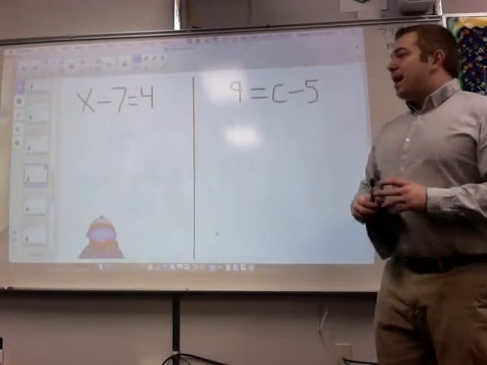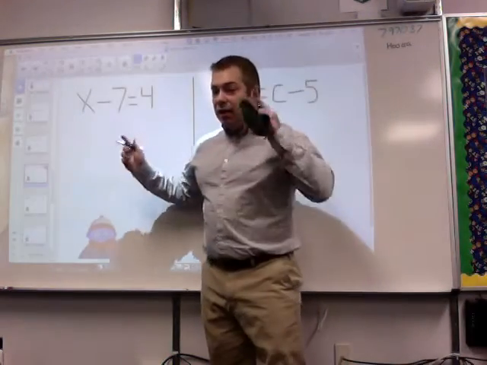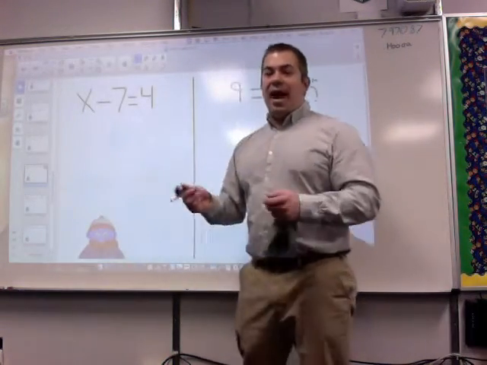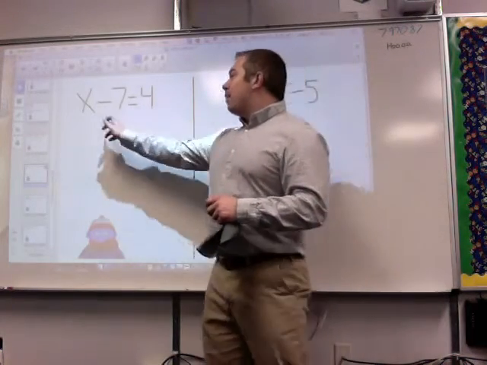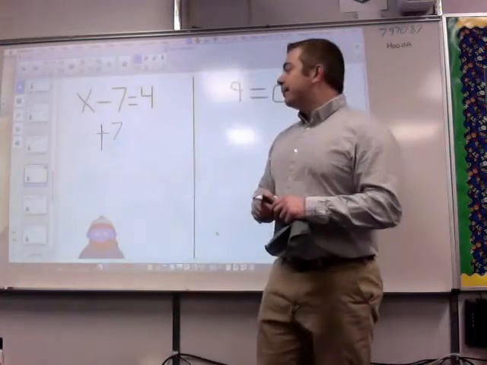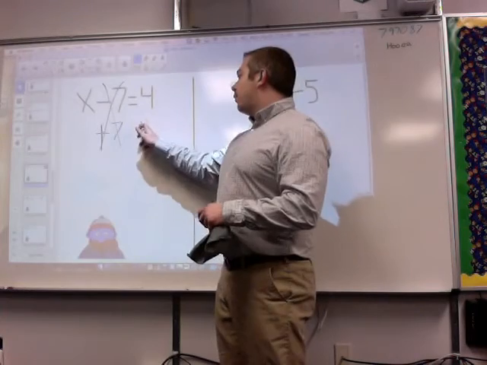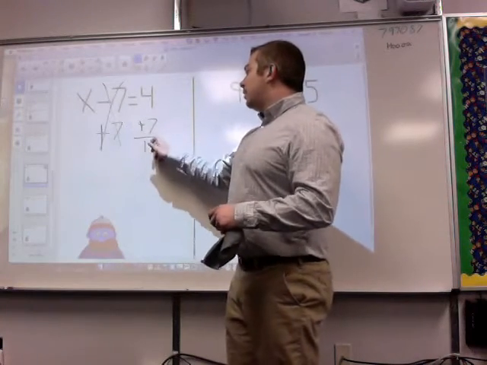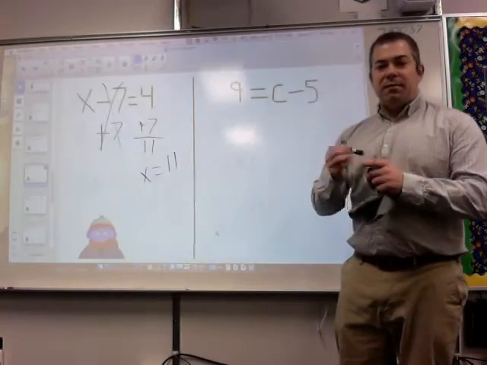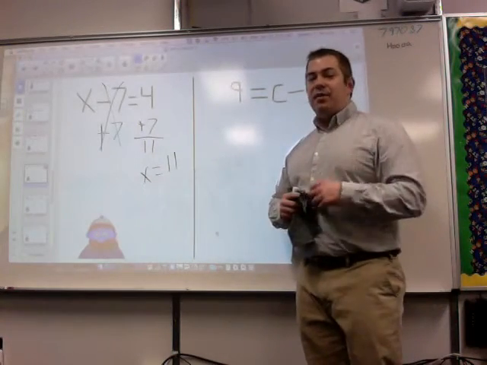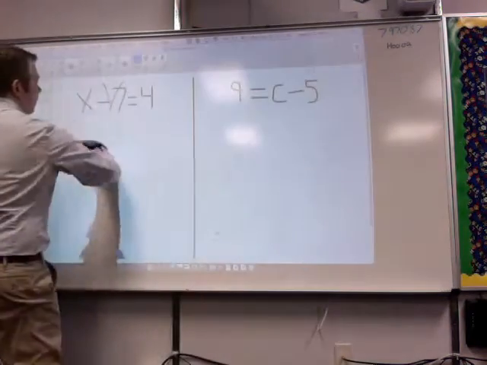Here we go. We have x minus 7 equals 4. So essentially this is a what? Yep, it's a negative 7. How do I cancel out a negative 7? I want to get it to 0. Negative 7 plus 7 on this side will cancel it out. Whatever I do to my left, I do to my right. 4 plus 7 equals 11. X must equal 11. I could plug it in my head and see. 11 minus 7 is in fact 4. X is 11.